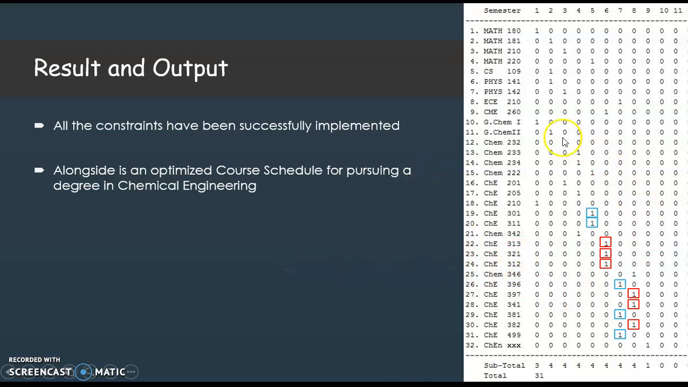So this is an optimized course schedule containing all the courses required for chemical engineering over a period of 8 semesters or 4 academic years. It shows that CHEXXX is taken in the 9th semester, but this need not be counted as this is our fictional course.